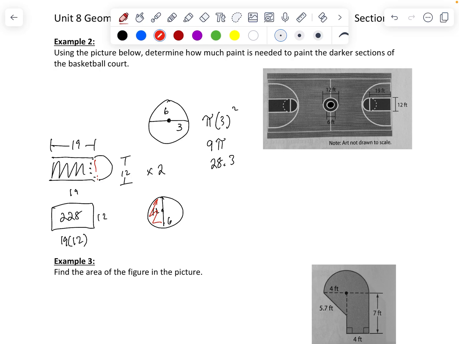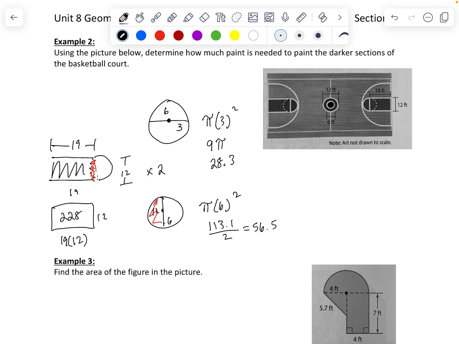This is a circle, so we have pi r squared, or 36 pi, 113.1. But we really don't care about all that. We only care about half of that because we only need to eliminate this half because that's not getting painted. So we're going to divide that by 2. That's going to give us 56.5.